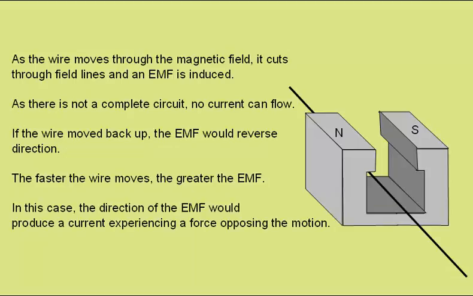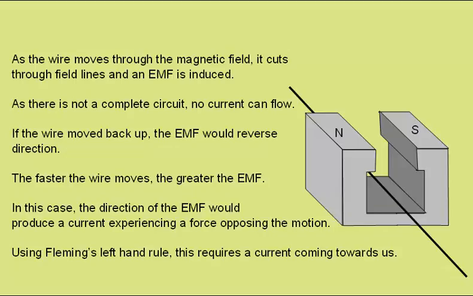In this case, the direction of the EMF would produce a current experiencing a force opposing the motion, and by Fleming's left-hand motor rule, you can work out the direction that current would be in. The magnetic field goes from north to south, so if you point your first finger of your left hand in this direction, the wire was moving down, so the current must experience a force upwards. So if you direct your left thumb upwards for the motion, your second finger representing the current will now be pointing towards you.